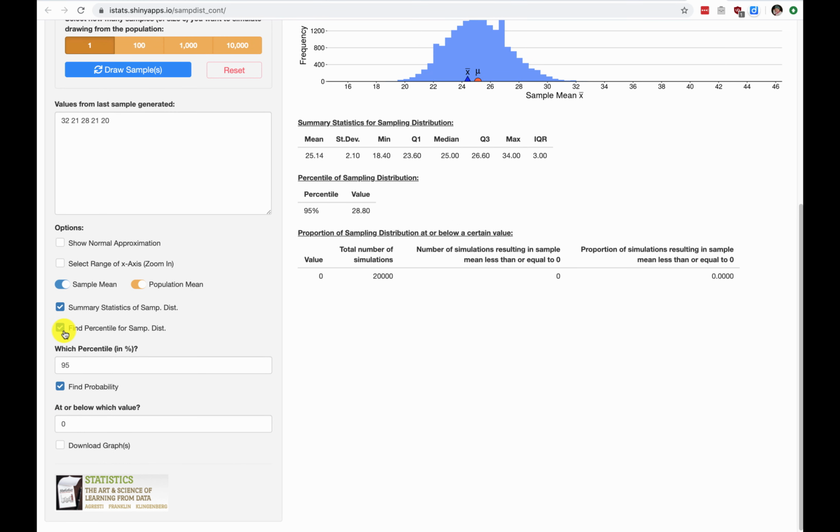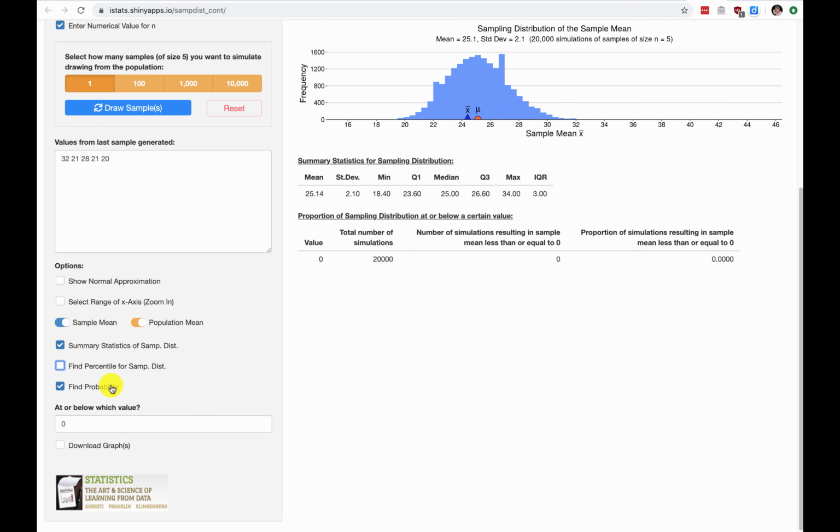Now you can do an opposite question, find probability. Find probability at or below which value. So maybe I want to look at an age of 22. What percent of all of the averages are below 22? So we had 22 was the average, that's the cutoff that I just arbitrarily made.